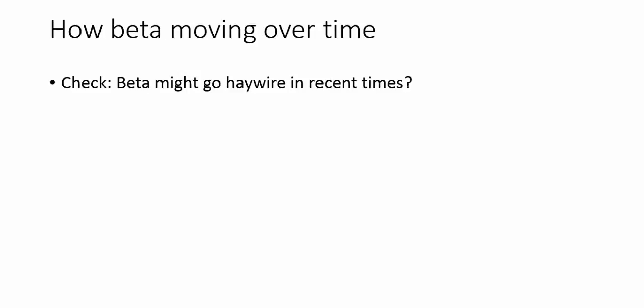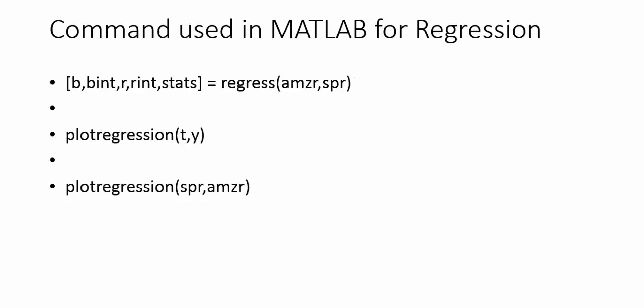So this kind of analysis will help us look at how beta is changing over time. Based on that, a few commands I would like to talk more about before we wrap up the regression session. The regress command can help us get all the things, but if we don't do anything, it will just give us B.